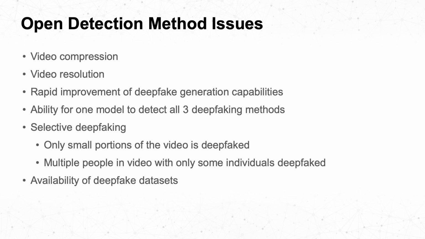Another issue is what I call selective deepfaking. This is, for example, when only small portions of the video have been deepfaked. So maybe you have a 5-minute long video, and only 30 seconds of that video have actually been manipulated. Another issue with selective deepfaking is when you have multiple people in a video and only one or a few of the individuals have been deepfaked while the rest continue to be unmanipulated.